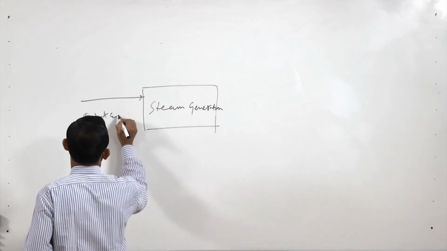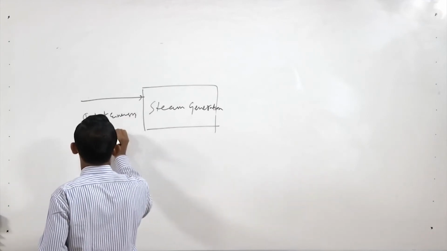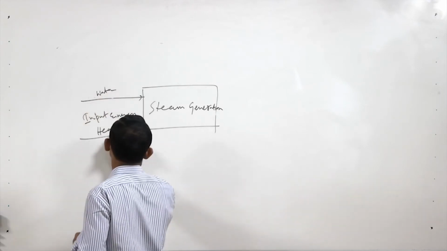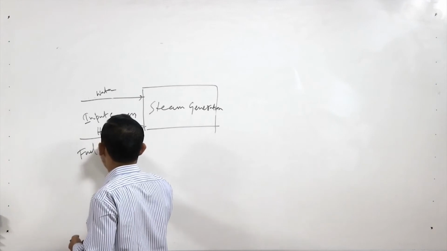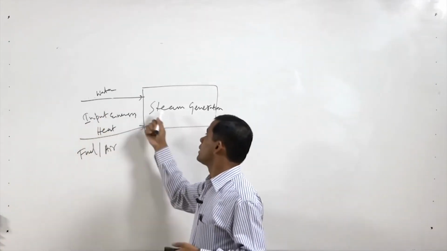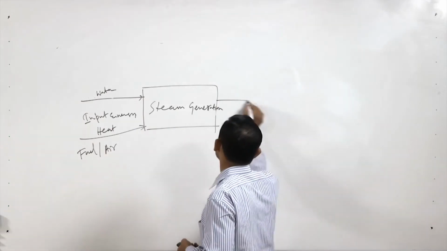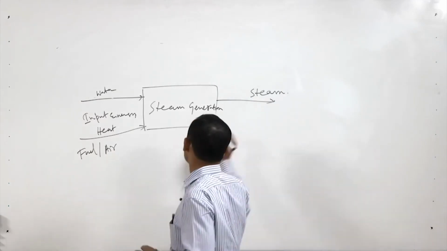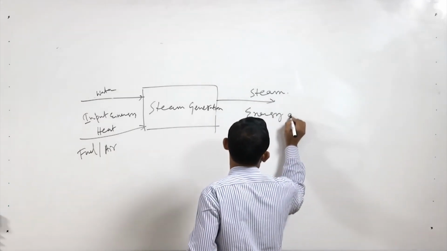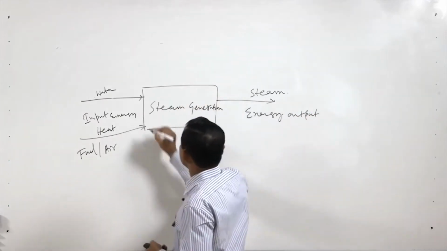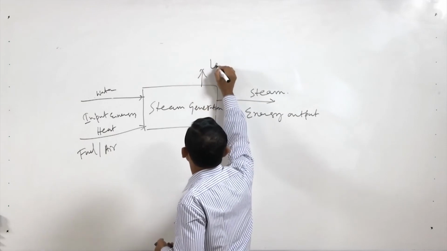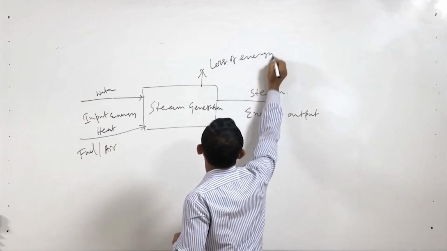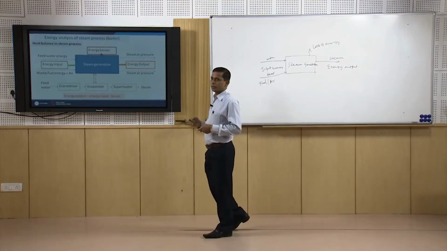So, input energy in terms of heat in water, as well as we are also having some heat in the fuel and air. So, this heat is the input to the system and then it is giving us steam. So, some energy is stored here. So, that is our output, energy output. And in between this process we are getting some loss of energy. So, this is the concept of energy: input to output and some losses.